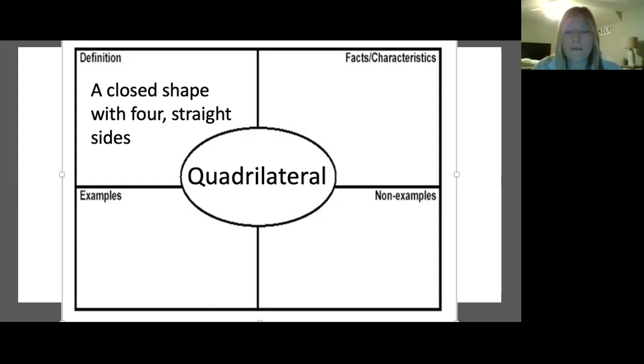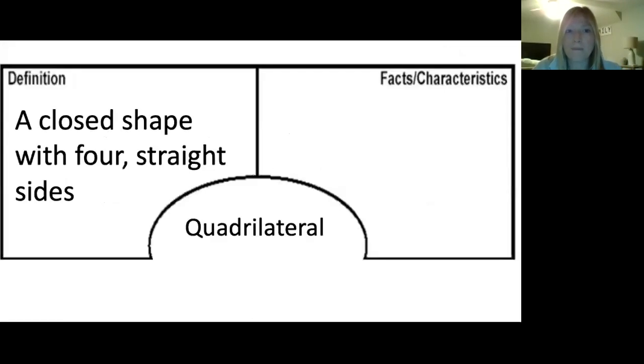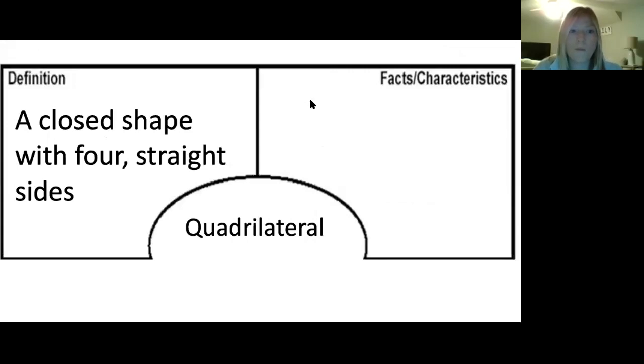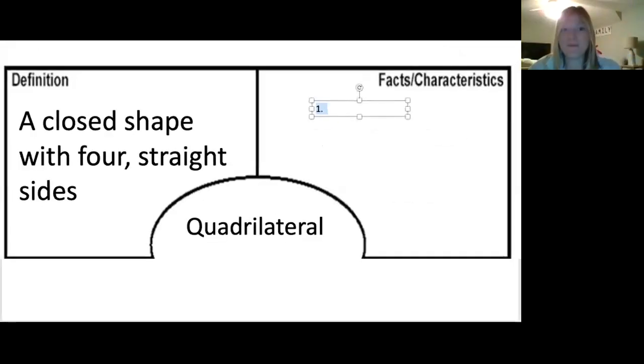So we're going to talk about the definition, and we're going to talk about some facts and some characteristics of a quadrilateral. So what do we know about it? We know that it's a shape, right? What are the characteristics of a quadrilateral? It has sides. Yes, it does. How many sides does it have? Four. 4 sides. Good. And there's one more. Is it an open shape or is it a closed shape? It's closed. Awesome job.